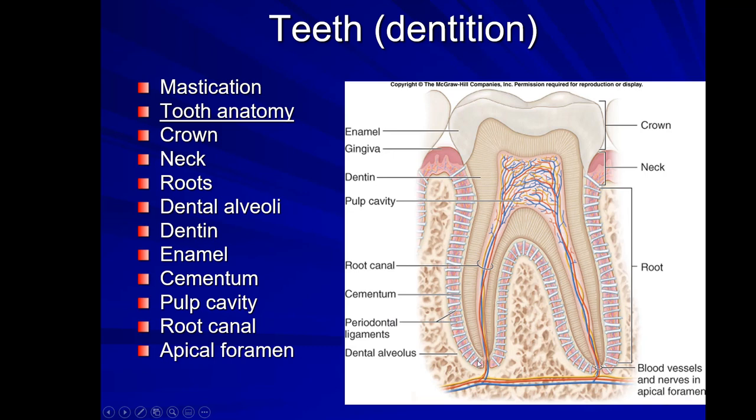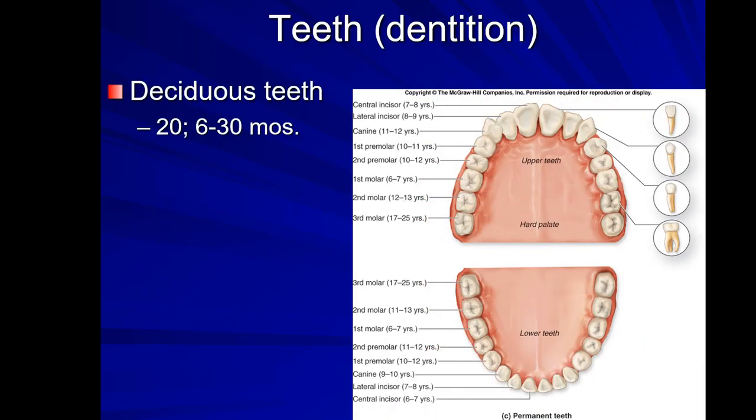And the last thing that I do not have listed right here, but it is important, all of these ligaments that hold the tooth in place are called periodontal ligaments. So this word right here, periodontal ligaments. All right, so that's the anatomy of a tooth. Now we get to learn the teeth and their names.